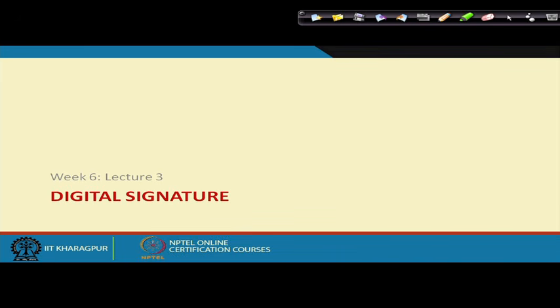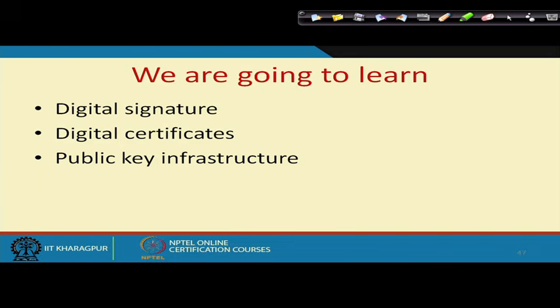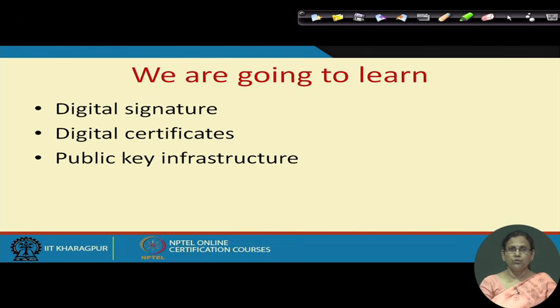So, today we are going to see what this digital signature is and what are its various applications. In fact, to know about the applications we have to go through a few more lectures as well. So, let us today first understand what a digital signature is, what a digital certificate is, and what this public key infrastructure is, which helps in generating this digital certificate.